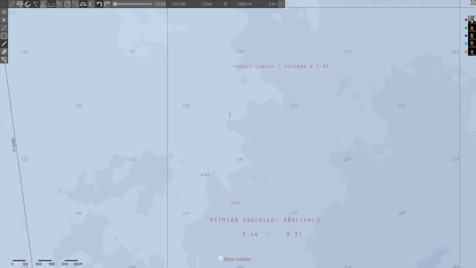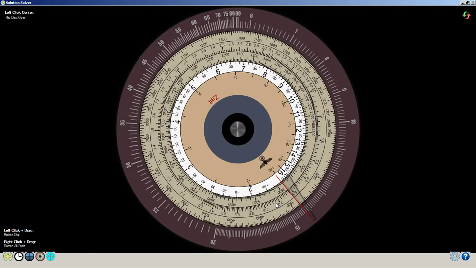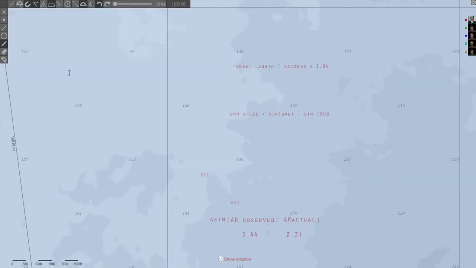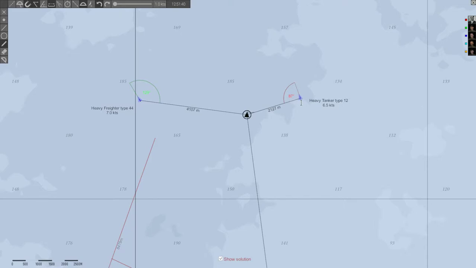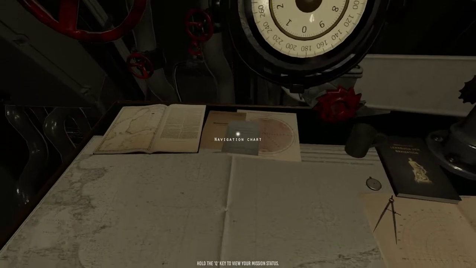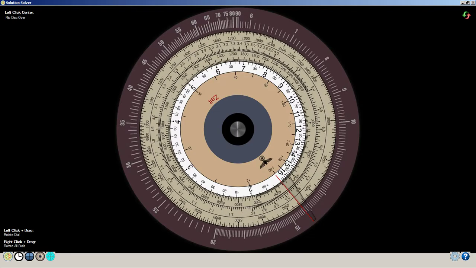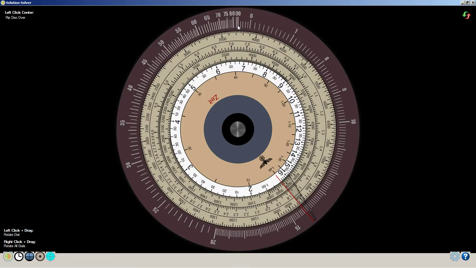Now the formula for this is own speed times the sine of the bearing divided by the sine of the angle on bow. So we have multiplication and division. We take the division first, and set the division in the speed disc first. We take own speed, 7.2, which is here, and set it against the angle on bow, which we would have estimated by now. Let's say it's 87 degrees, which is practically 90 right here.